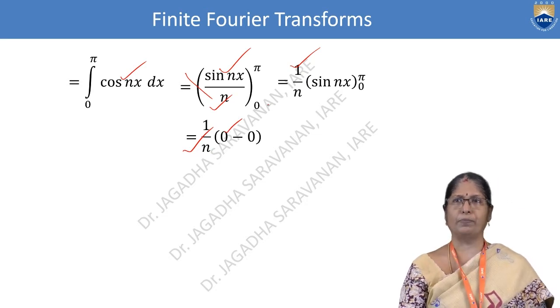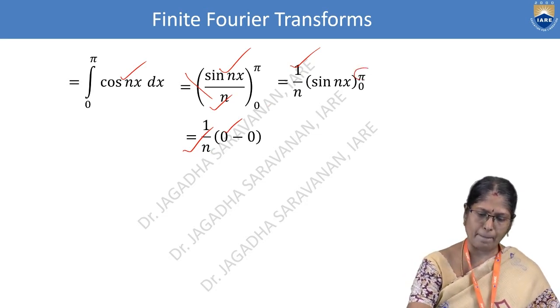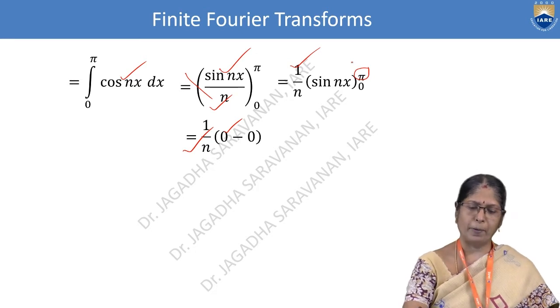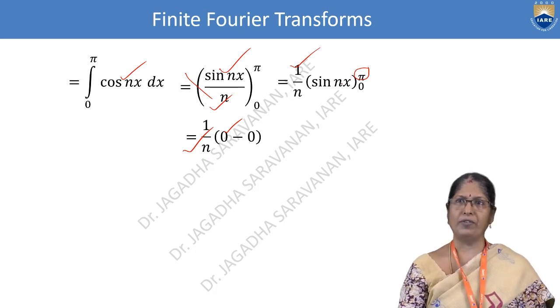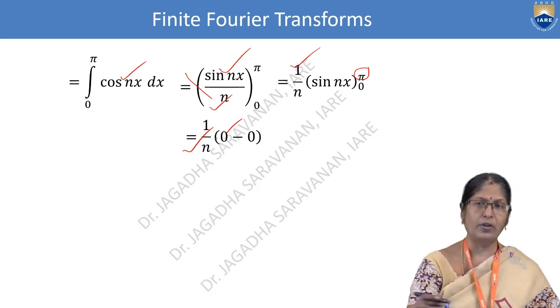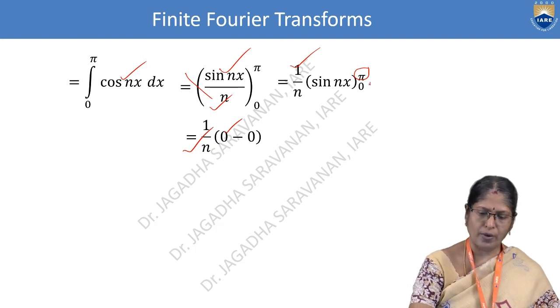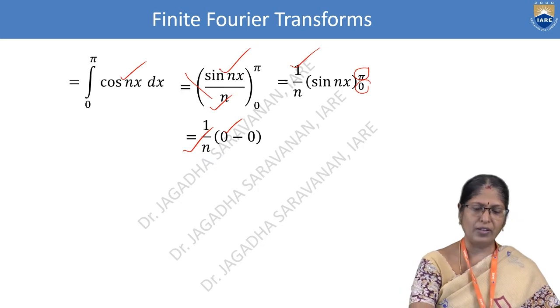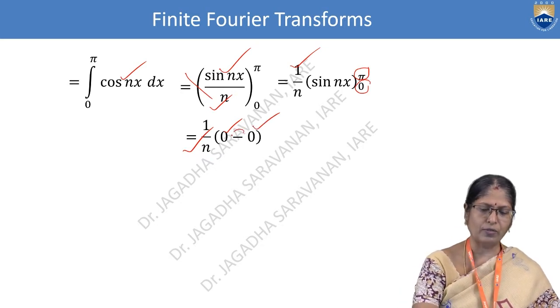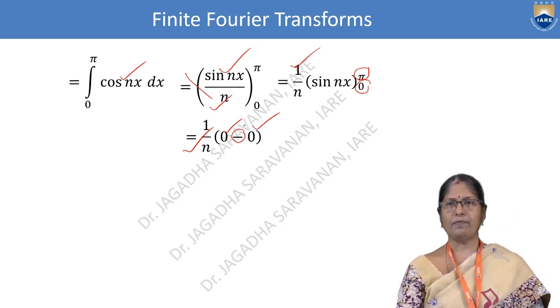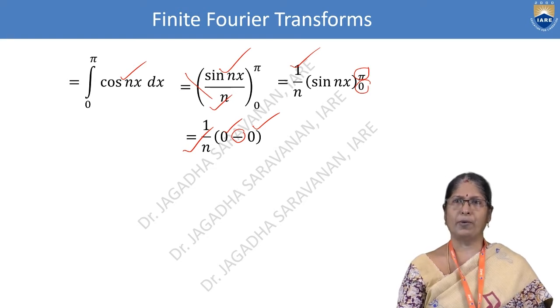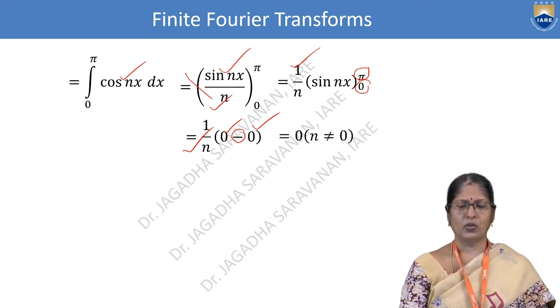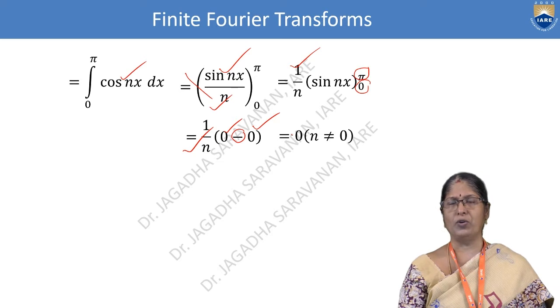Upper limit we substituted, that is our upper limit is pi, in the place of x we substituted. We got sin n pi equal to 0. Now in the x place we will substitute 0. Sin 0 is 0. The formula is upper limit minus lower limit. So everything is becoming 0, the solution is 0.